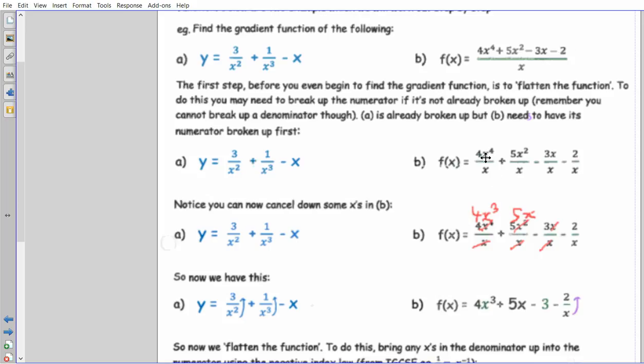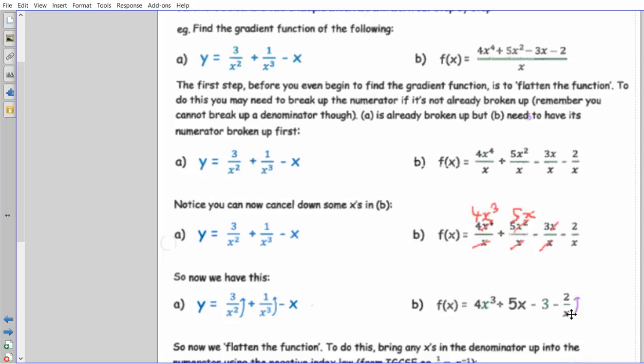So you've got x to the 4 over x, so you agree that that will cancel down to x cubed. So we can rewrite this as 4x cubed. X squared over x cancels down to just give you x. So we can rewrite this as 5x. 3x over x, the x's completely cancel each other out in this fraction, so it just becomes minus 3. And there's no x on the top to cancel down that one, so you're left with negative 2 over x. So rewriting this, 4x cubed plus 5x minus 3.